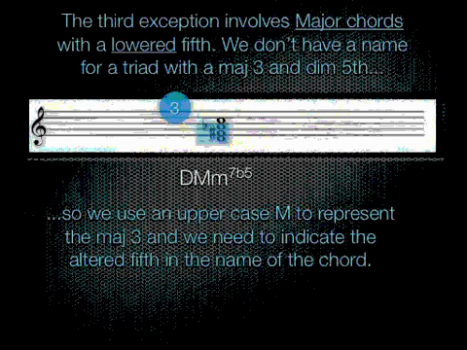And then we can figure out the seventh, which in this case is a minor seventh. And then we have to show in the chord symbol that we have altered the fifth. So this would be how you would represent this chord: D major minor 7 with a flat fifth. Fortunately, since this is the only exception, this is the only one you have to really memorize. So there's capital M representing the major third and the altered fifth shown in the chord symbol.